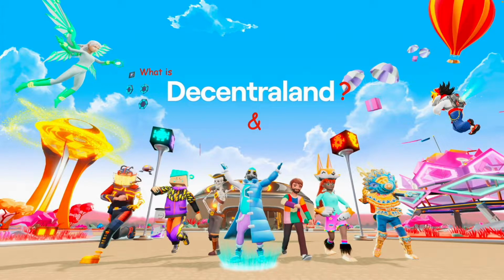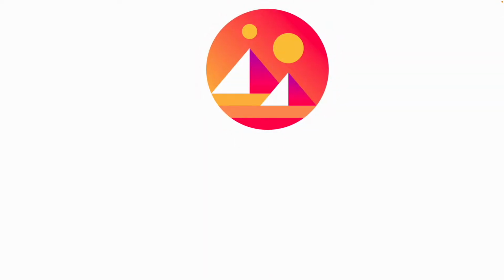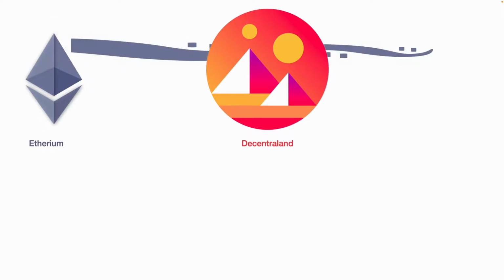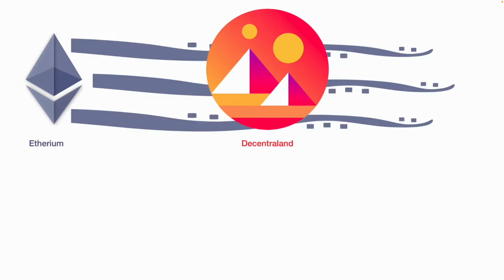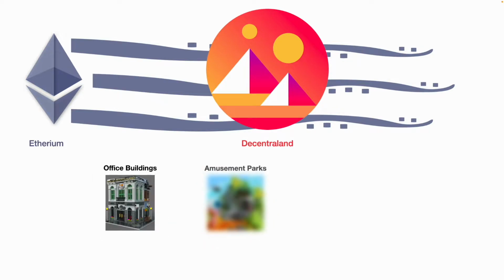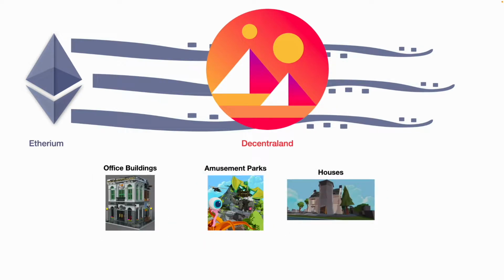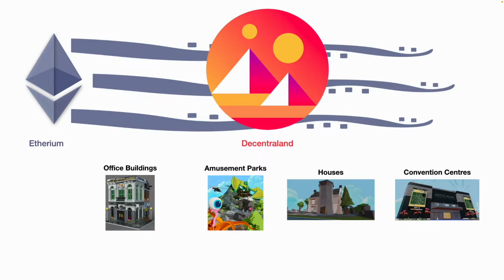In today's video, we'll learn about Decentraland and what we can do with it. So let's get started. Decentraland is a decentralized virtual reality platform powered by the Ethereum blockchain. Within the Decentraland platform, users can create, experience, and monetize their content and applications. As you can see in this illustration, we can create offices, amusement parks, houses, convention centers, and anything else that you can imagine. To monetize the experience or not is a choice entirely left up to you.